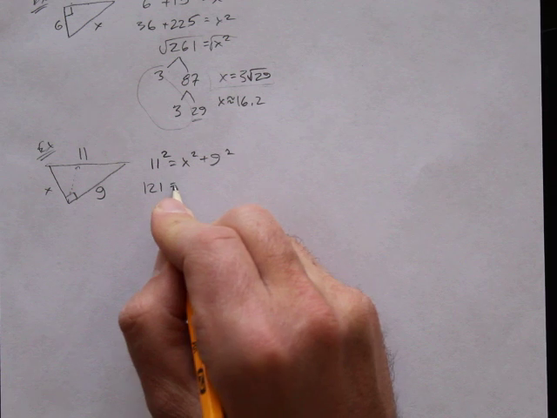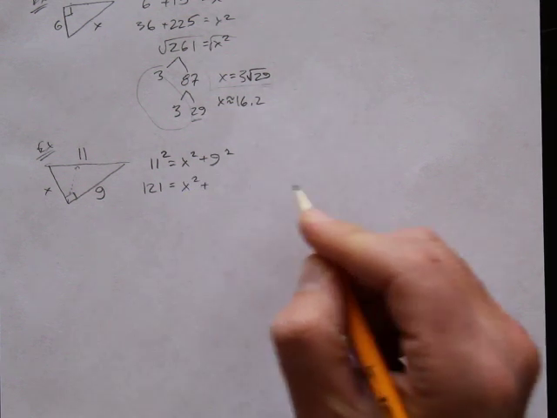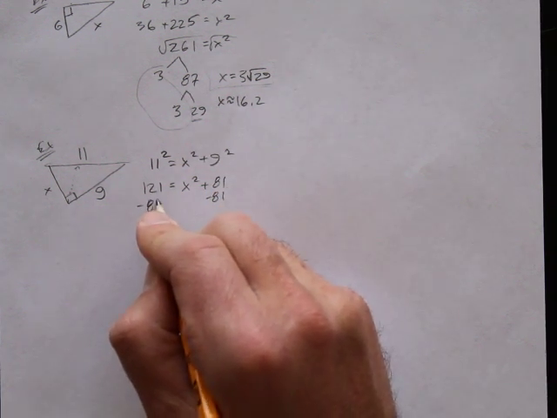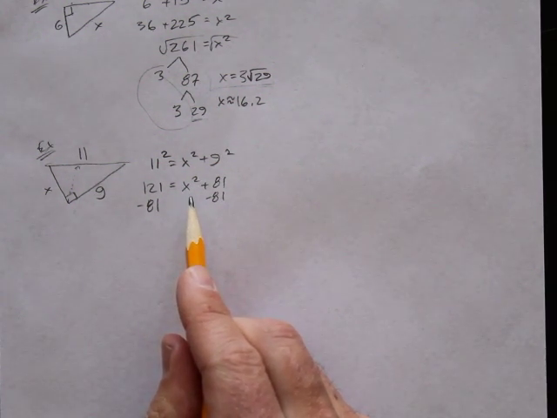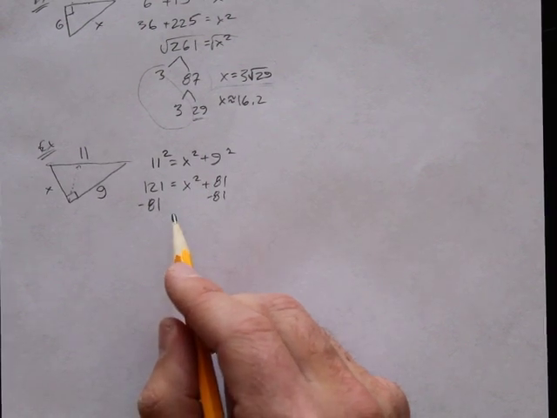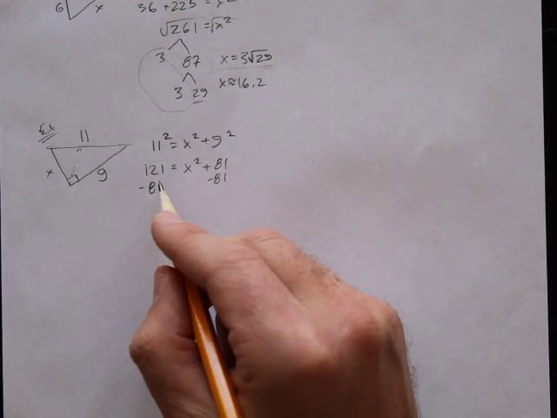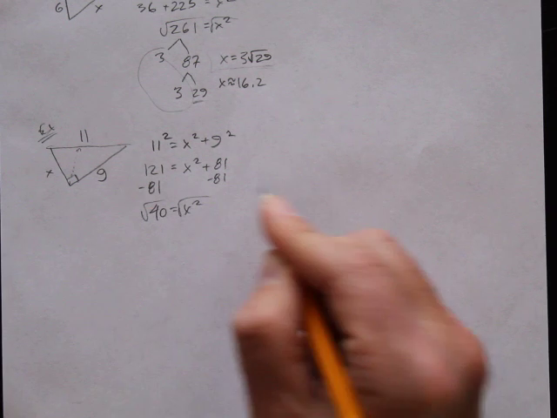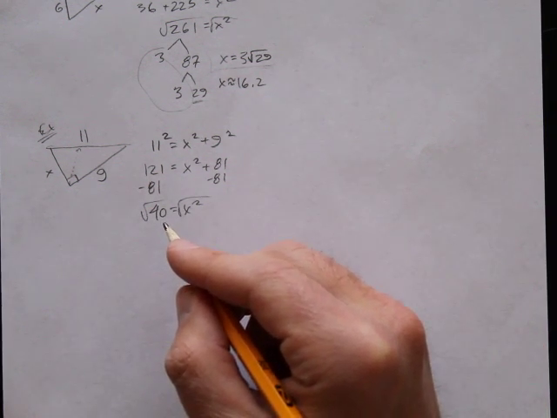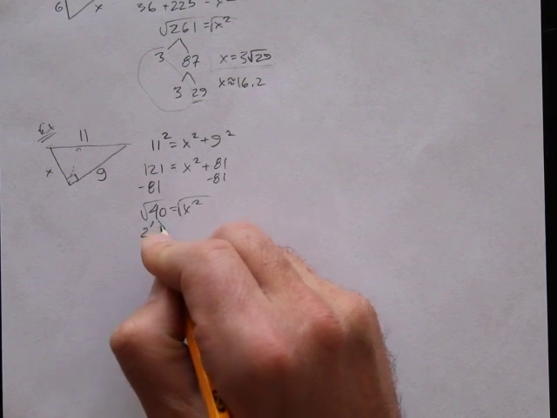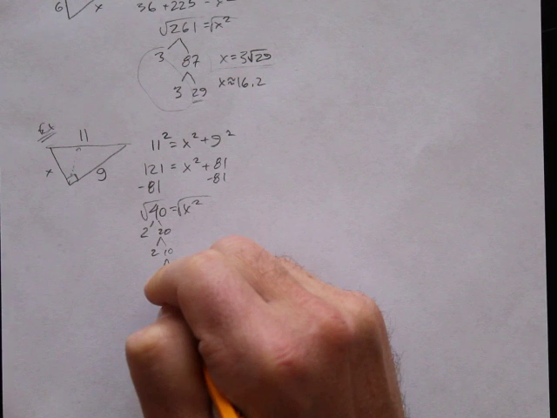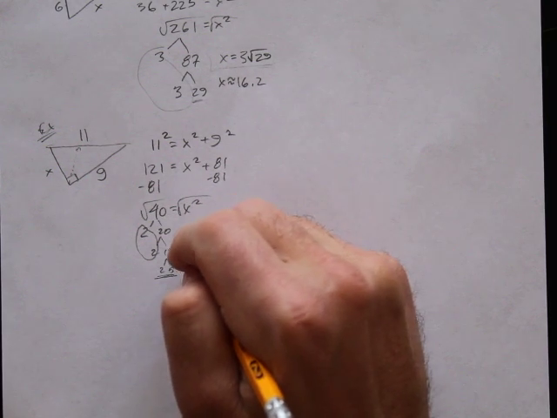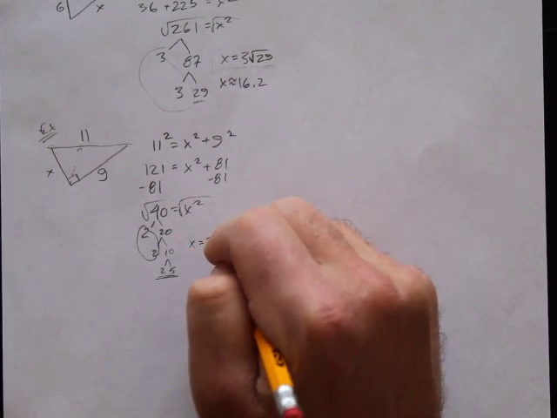11 squared is 121, equals x squared plus 9 squared, which is 81. I'm going to subtract 81 from both sides. I'm going to get x squared all by itself before I take the square root of both sides. It's way, way easier that way. And so now I get 40 equals x squared. Take the square root of both sides. The square root of 40 is not 20. The square root of 40 is 2 times 20, and 2 times 10, and 10 is 2 times 5. So I've got these two 2's here, and this 2 and this 5 are stuck. And so x equals 2 times the square root of 10.